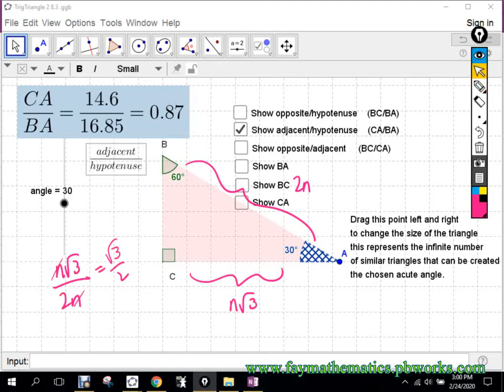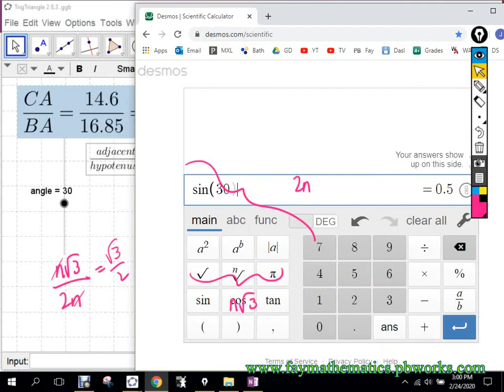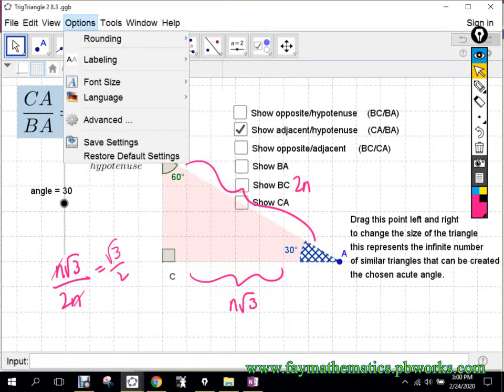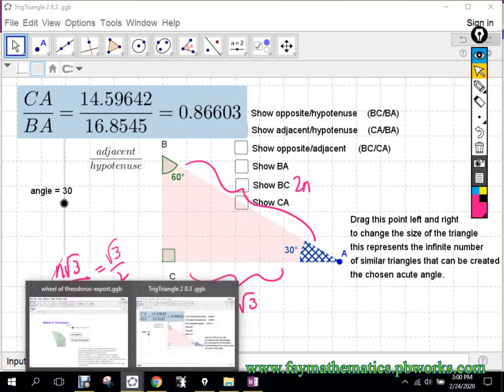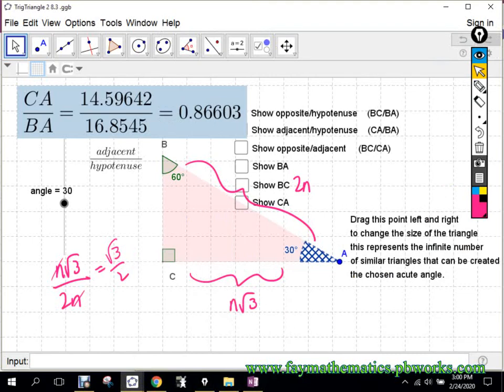If I were to ask Desmos what the square root of 3, over 2 is, it's 0.866. Do some rounding here. Is that 0.86603? Well, Desmos is going 0.025, so it's rounded up that one. Okay. Does that kind of make sense what's going on here?